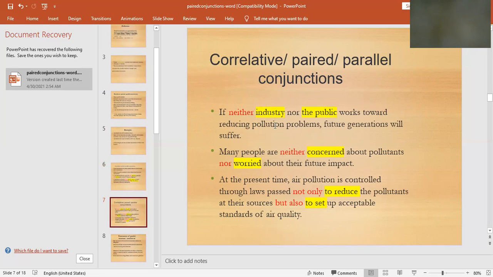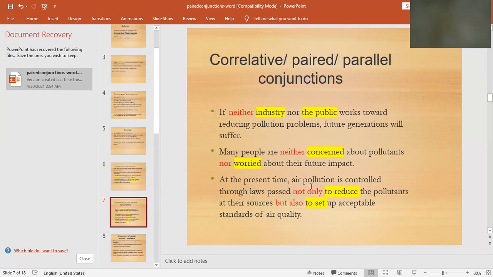Other examples here, as you see: neither industry, noun, nor the public, another noun, work towards reducing pollution problems. The most important is neither, noun, nor public, another noun. And the other example here: many people are neither concerned, adjective, about the pollutants nor worried, also another adjective. So on both sides, after neither nor, we have adjectives.